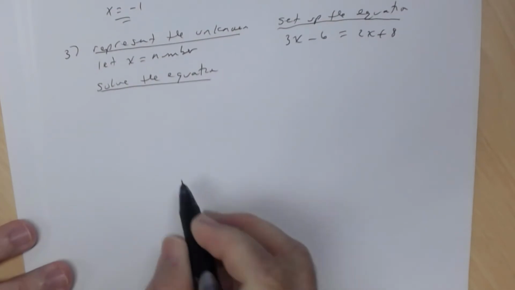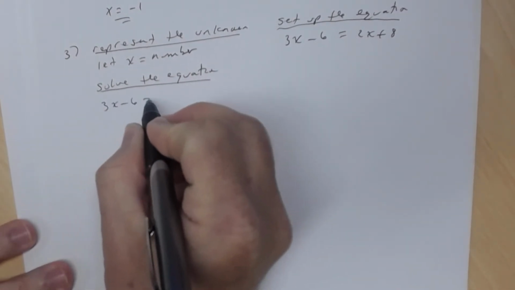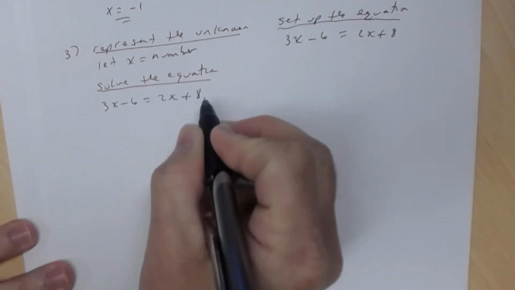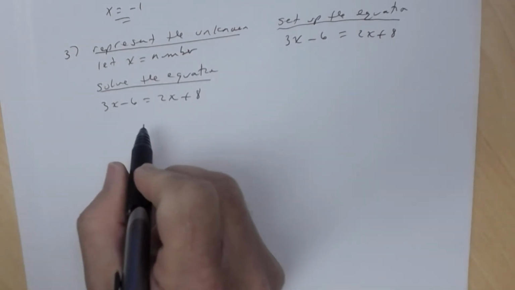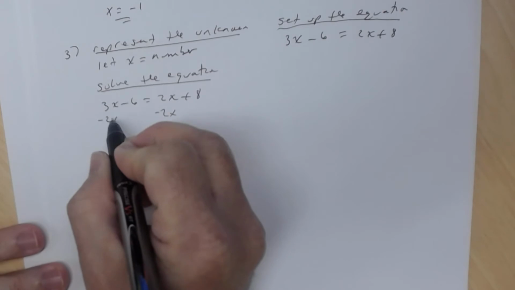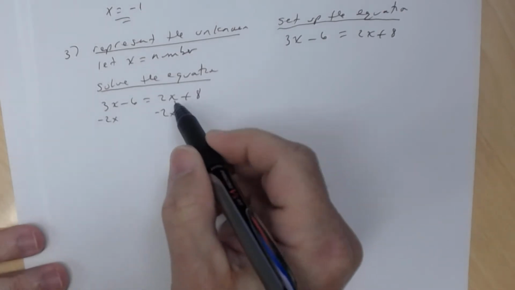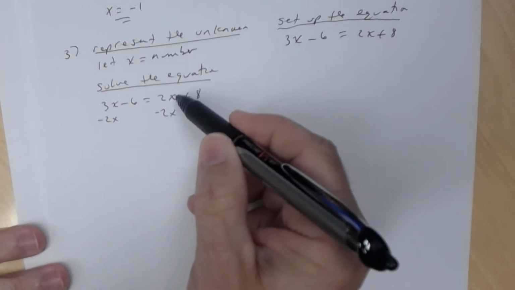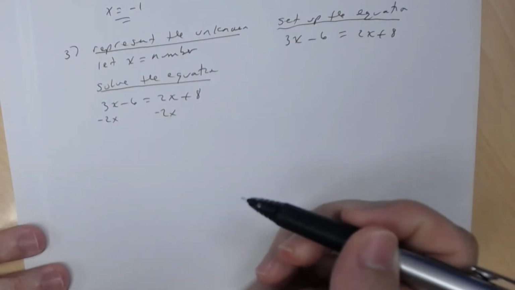All right, so when I solve the equation, I'm going to go ahead and rewrite it. I'm going to bring the variables to the left-hand side, so I'm going to use the addition property of equality. I'm going to subtract 2x from both sides. Remember, what you do to one side, you do to the other. Since I'm subtracting 2x from the right side, I have to subtract 2x from the left side.